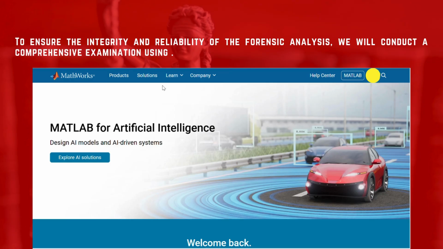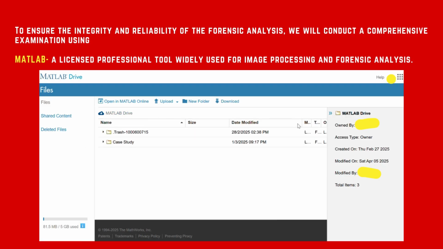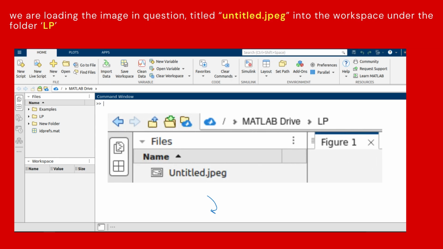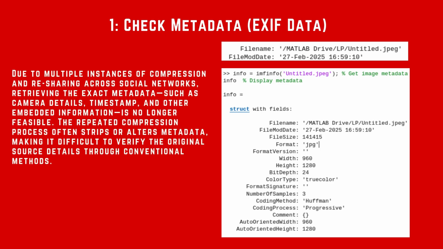To ensure the integrity and reliability of the forensic analysis, we will conduct a comprehensive examination using MATLAB, a licensed professional tool widely used for image processing and forensic analysis. We are loading the image in question, titled Untitled JPEG, into the workspace under the folder LP. Initially, we tried to fetch the metadata. Due to multiple instances of compression and resharing across social networks, retrieving the exact metadata, such as camera details, timestamp, and other embedded information, is no longer feasible.